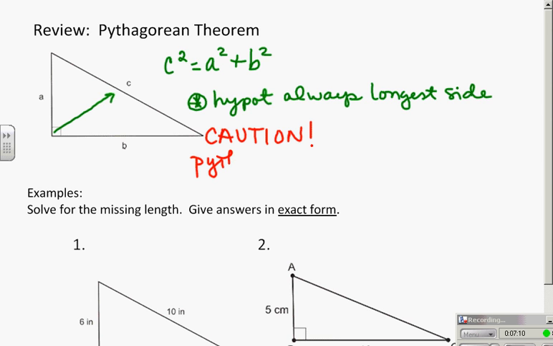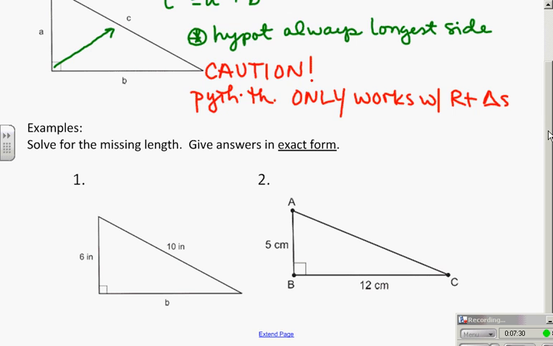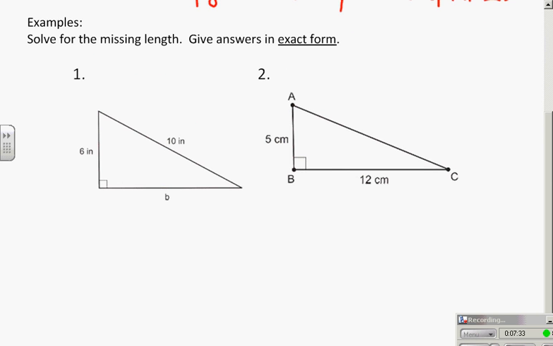And a big caution goes up here. And that big caution is that the Pythagorean theorem only works with right triangles. Do not try to apply the Pythagorean theorem to non-right triangles. It will not work. Now, after we've been practicing our radicals, it's easy to see how we are going to be expecting answers to be in exact form, which means no decimals, using your skills of simplifying radicals to leave answers in their exact form.